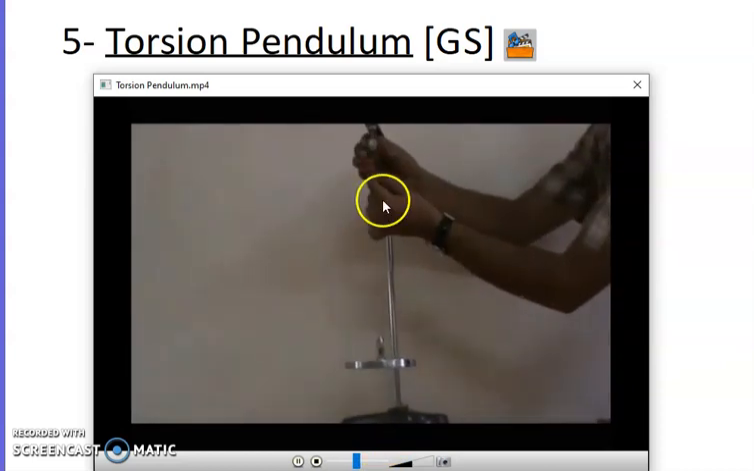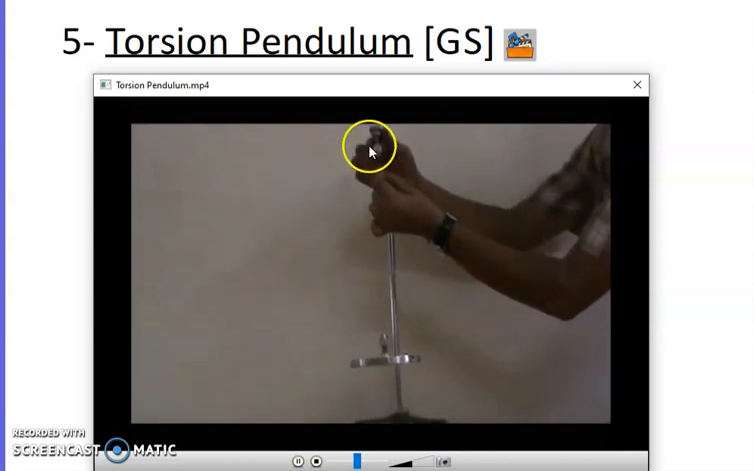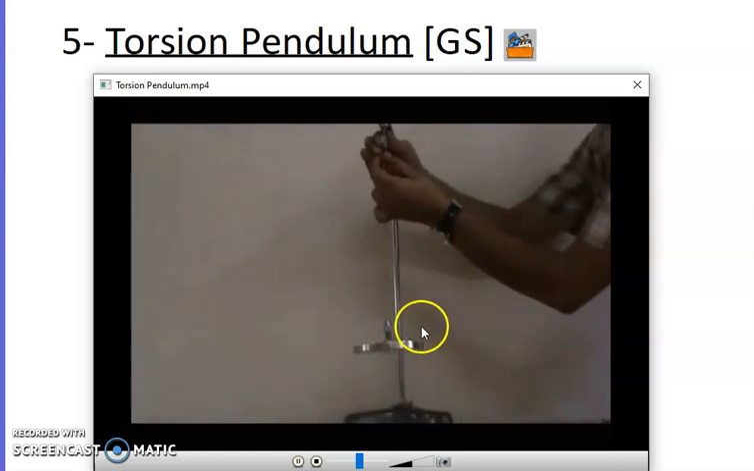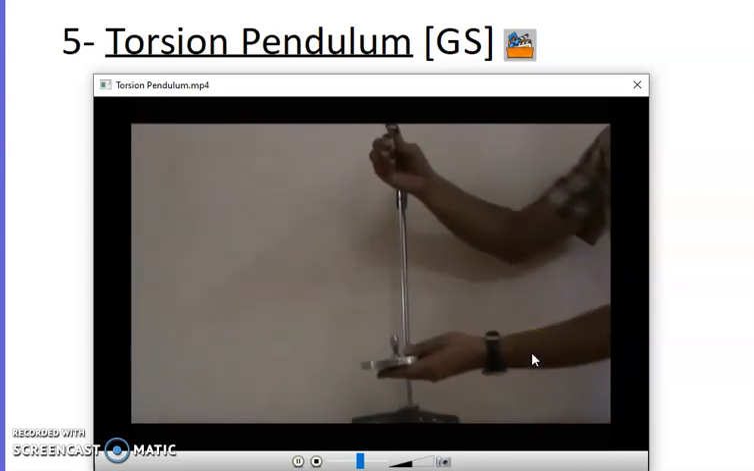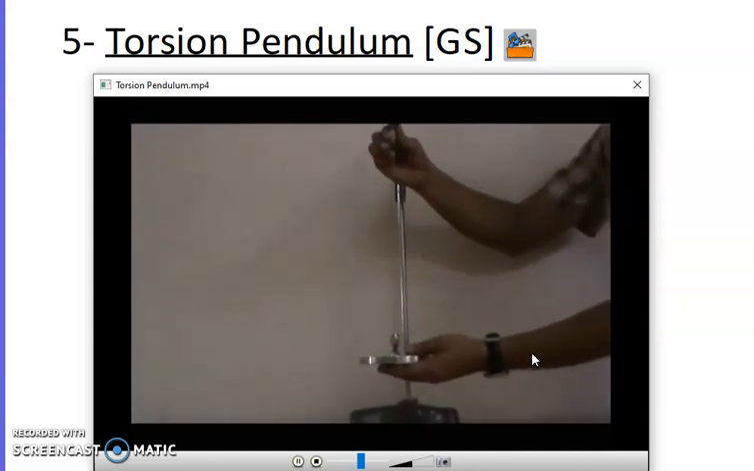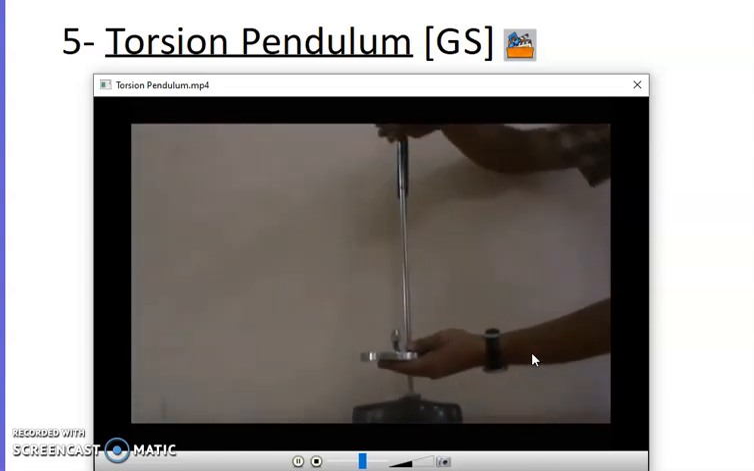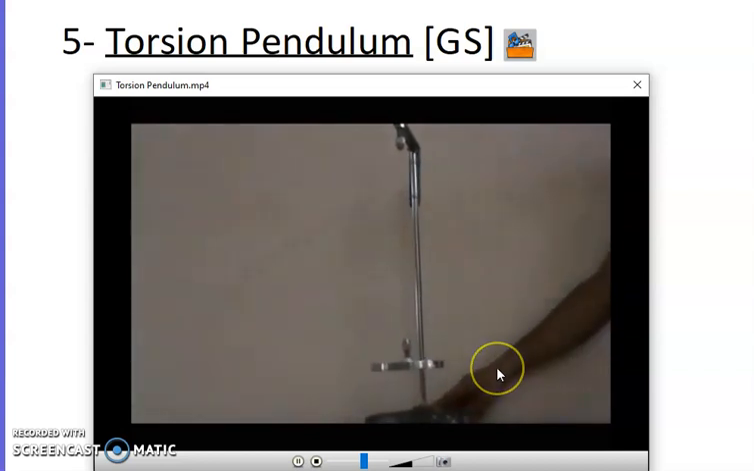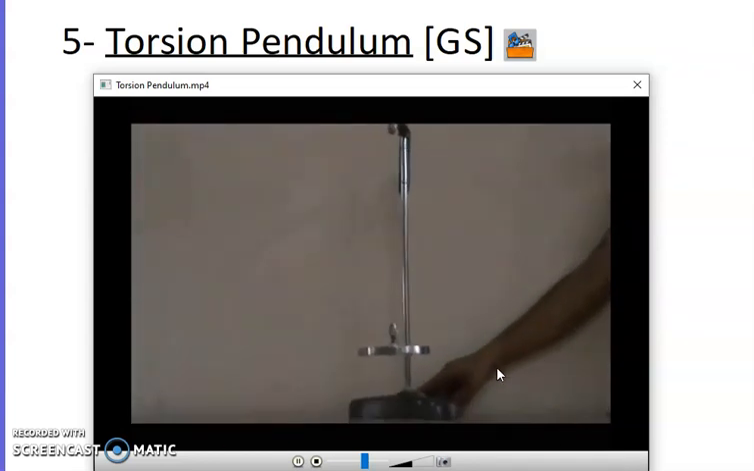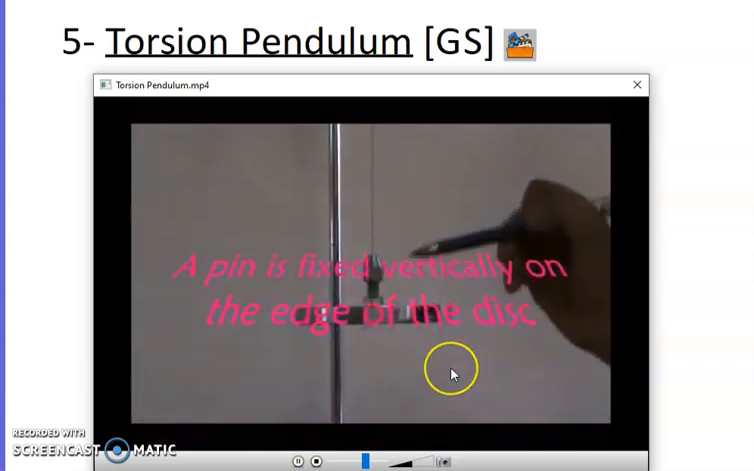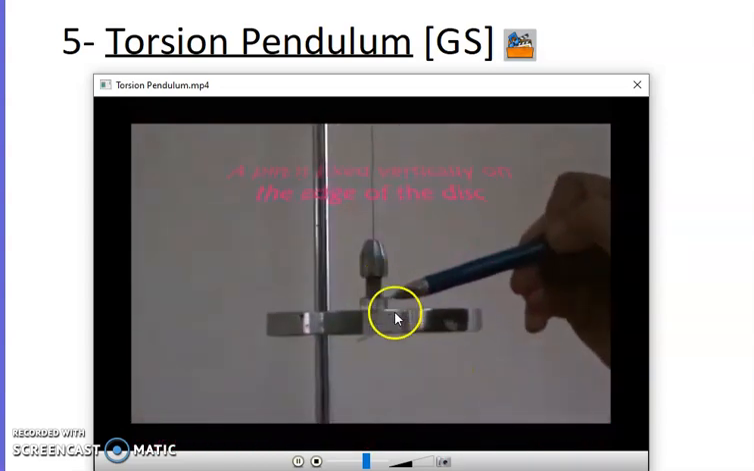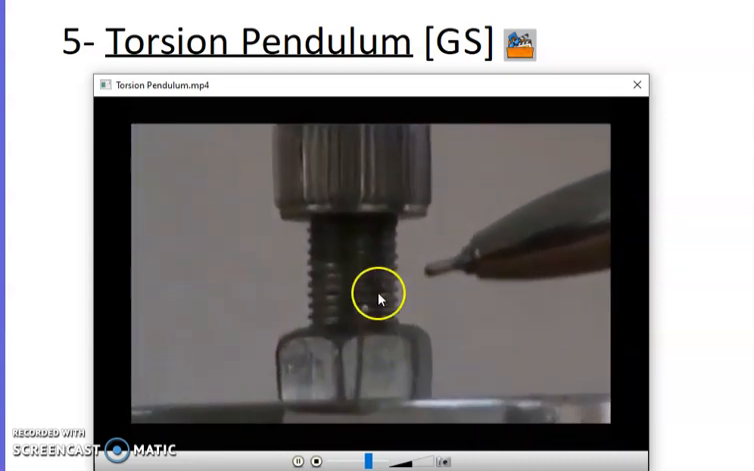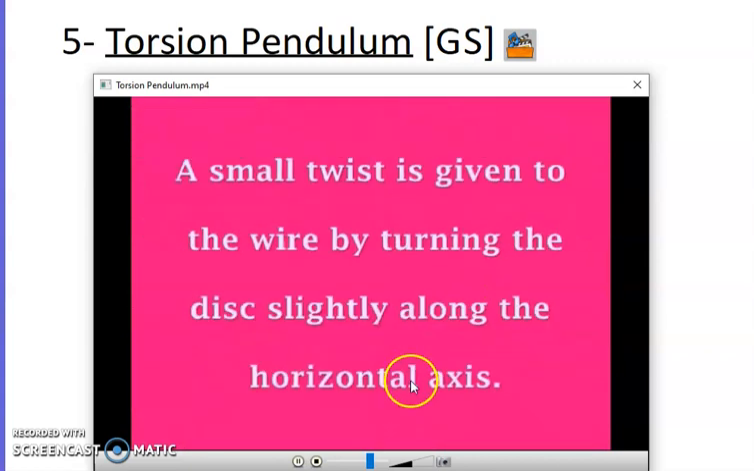Now here, look at the vertical wire. We fix it to a pivot point here, and the body is suspended. Clear? We choose this point as a reference point here. This spin is chosen as a reference point.